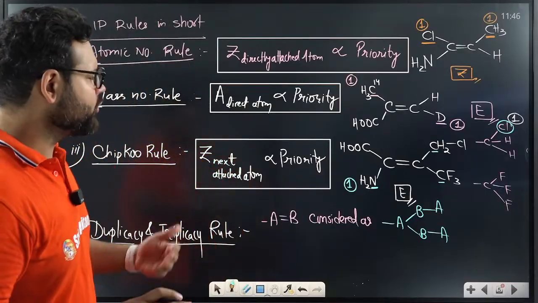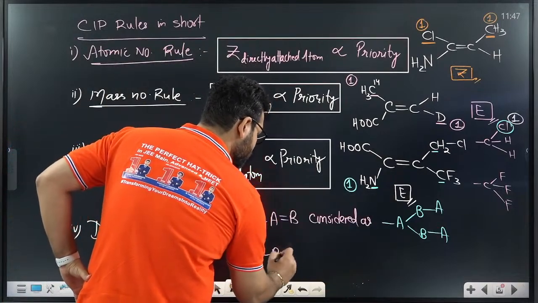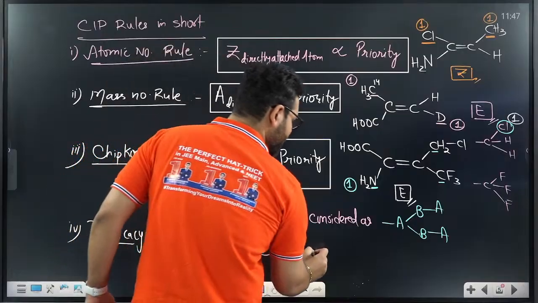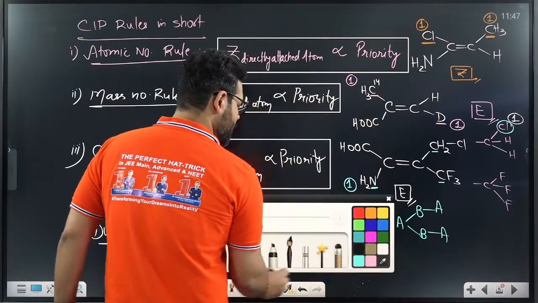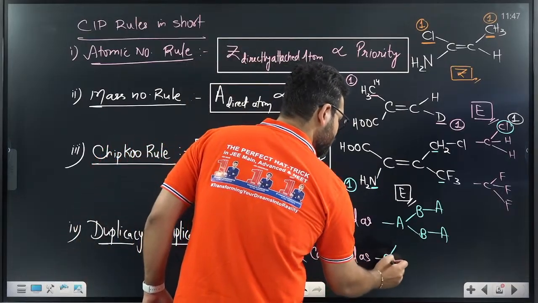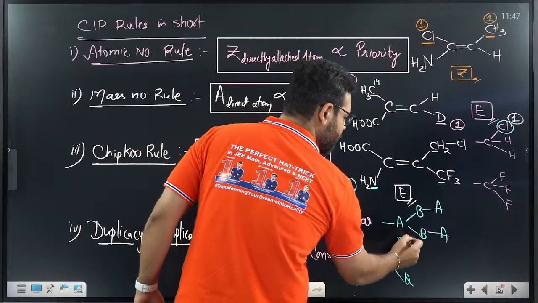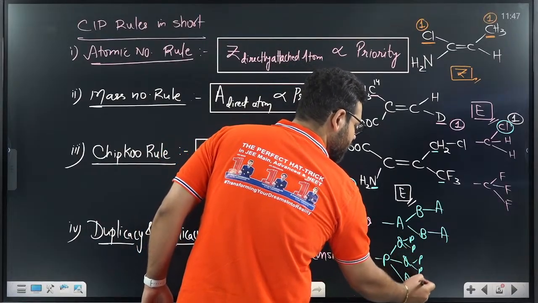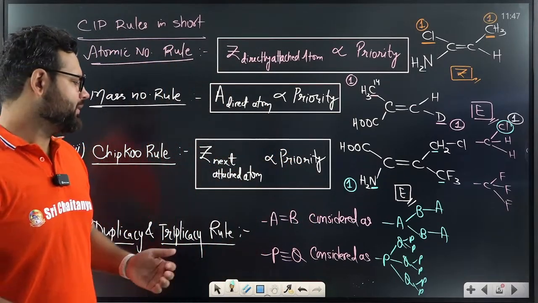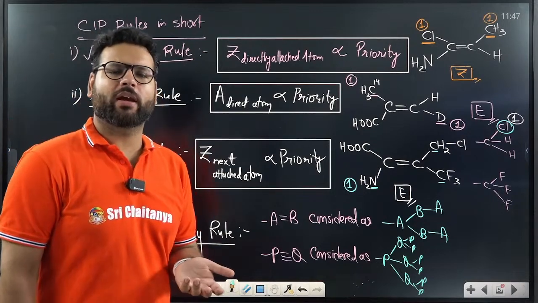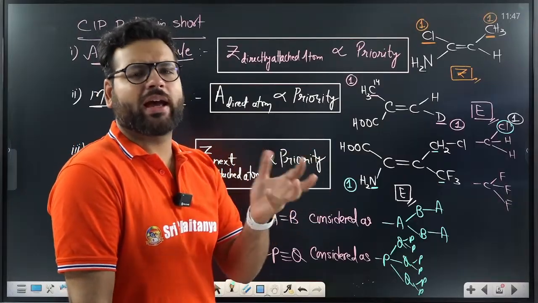When to use it? It's easy only, you will be able to tell. If you have a P triple bond Q, you will consider it as P attached to three Q's. Further, Q also attached to three P's. One P here, two more P. Like this. Triplicate the triple bond, duplicate the double bond. This is the meaning of duplicacy-triplicacy. When do we use it? Only in the rarest of the cases, when the functional group which is attached has a double or triple bond.